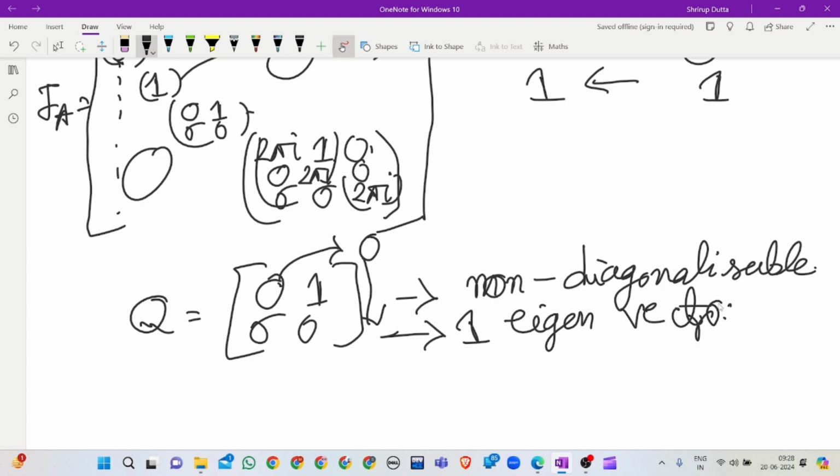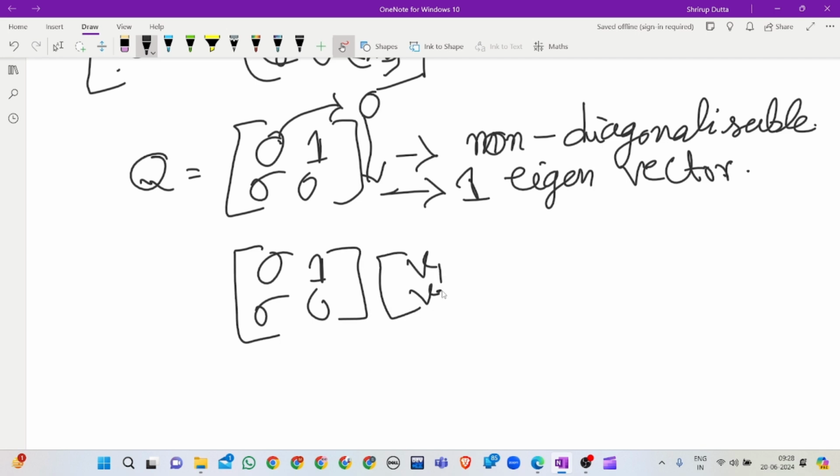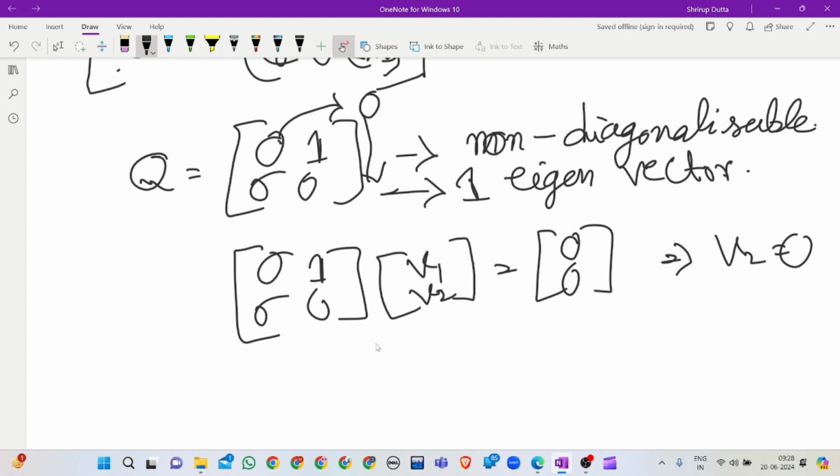You can check very easily. One eigenvector will be checked, and if you try to find that eigenvector, apply the definition: 0, 1, 0, 0 times v1, v2 will be 0. From this we will get v2 is 0. So corresponding to that Q matrix and the 0 eigenvalue, we will get one eigenvector, 1, 0.